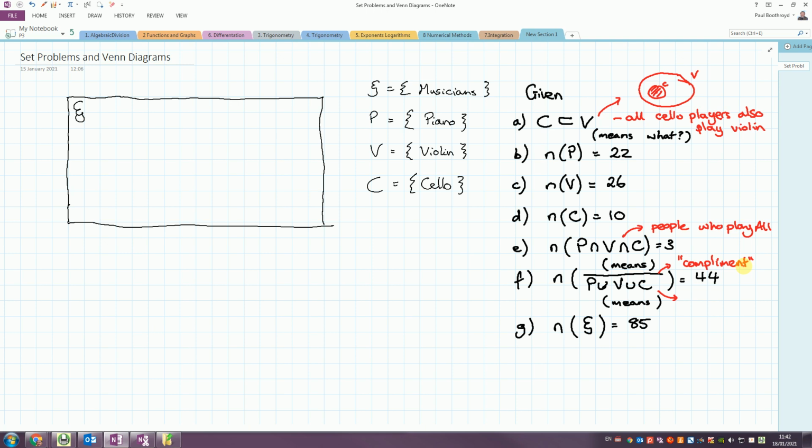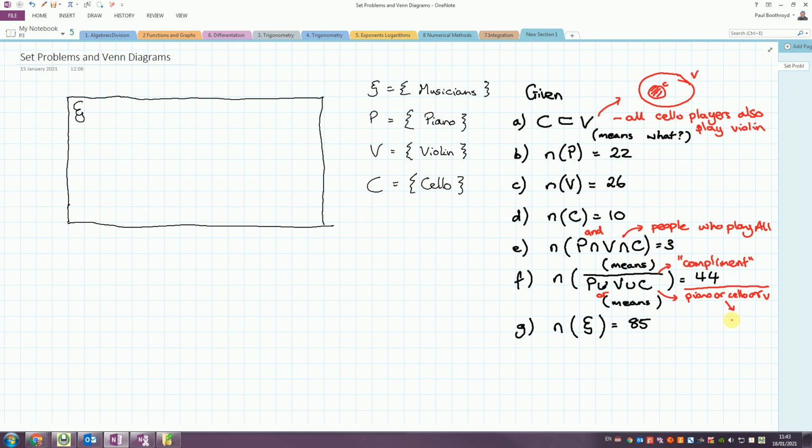So P union V union C is someone who plays either piano, violin, or cello. So the intersect is "and", union is "or". So this is piano or violin or cello. And the complement of that, what does that mean? Complement means those not.